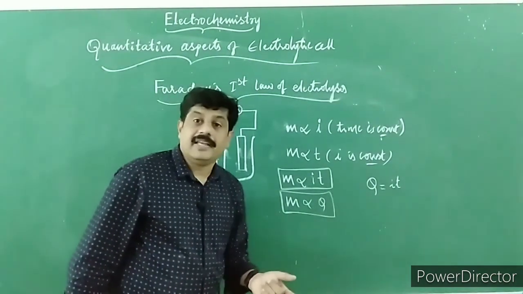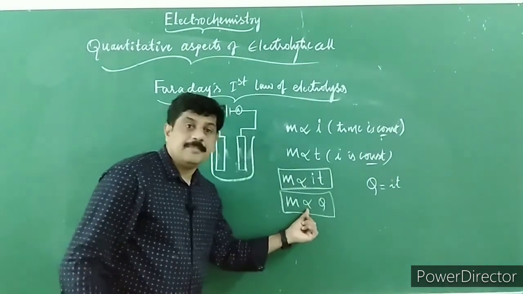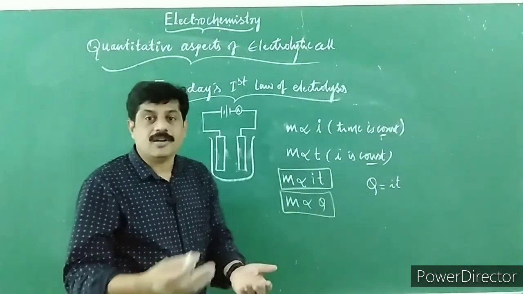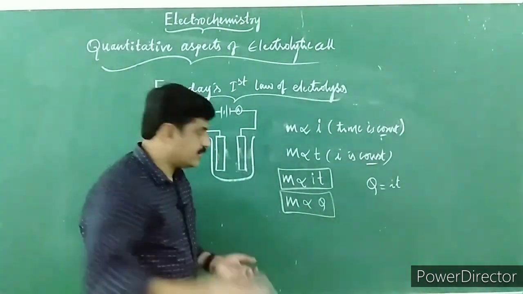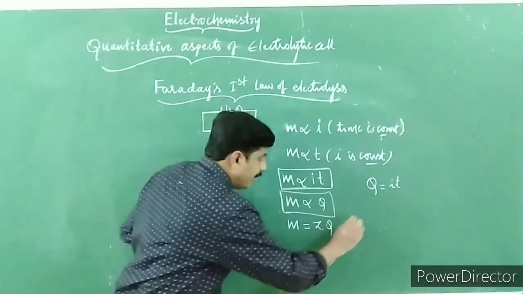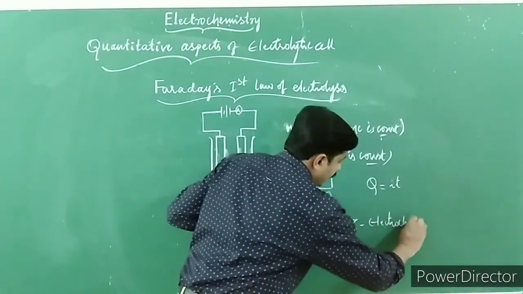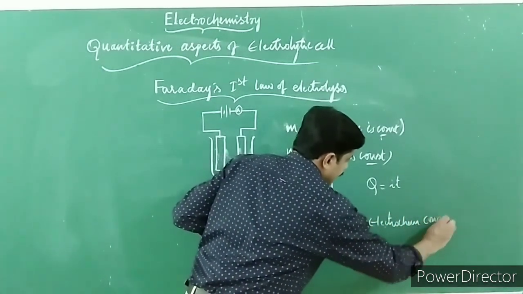Children, Michael Faraday removed the proportionality sign by introducing a constant called the electrochemical constant, that is M is equal to Z into Q, where Z is the electrochemical constant. What is this? Electrochemical constant.